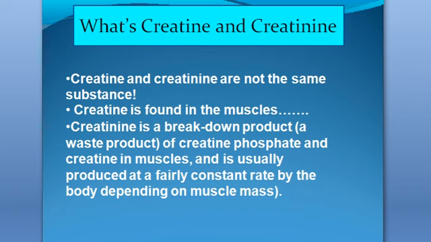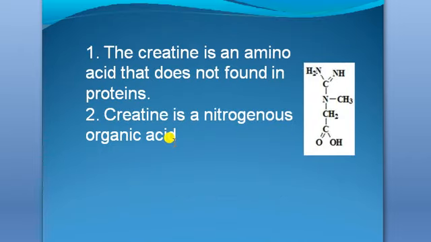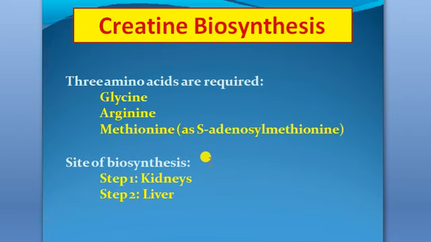Creatinine comes from creatine. See, actually creatine and creatinine are not the same substance. Creatine is found in the muscles. Creatinine is a breakdown product of creatine phosphate. So these come from creatine or creatine phosphate. Creatine is an amino acid found in proteins. Creatine is a nitrogenous organic acid.